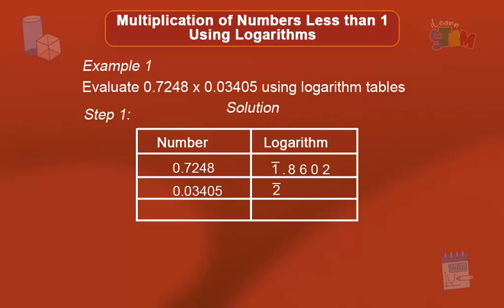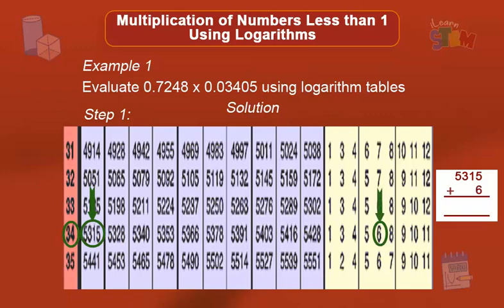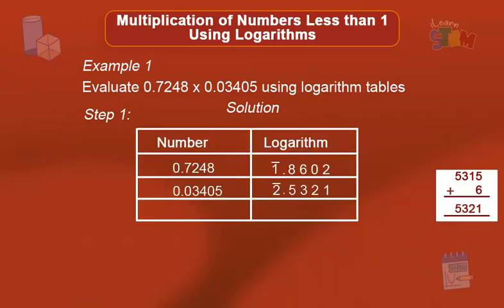To get the mantissa, we will read from tables, log 34 under column 0. We will also add the mean difference of 5 in the same row, which is 6. This gives us 5315 plus 6. Our answer is 5321. Let's proceed with our solution. Remember that, for multiplication using logarithms, we add the logarithmic values of the numbers. Let us now add up the two results.